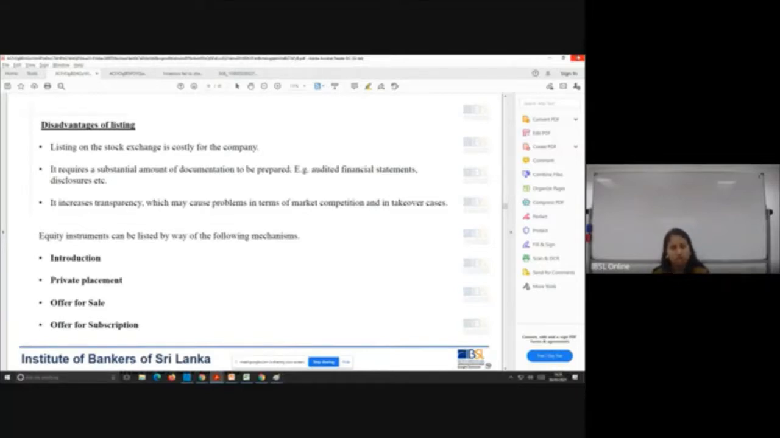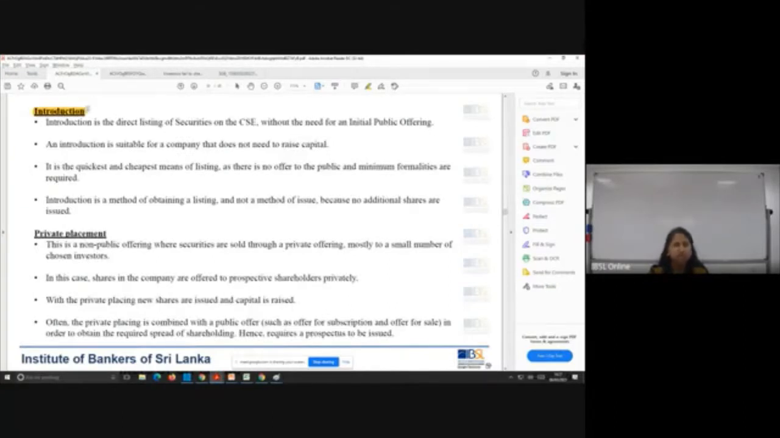Now, I told you companies can get listed in the stock exchange, but there are certain ways in which you can list your shares in the stock exchange. There are 4 ways. First one is introduction, then you have private placement, then you have offer for sale, finally offer for subscription.